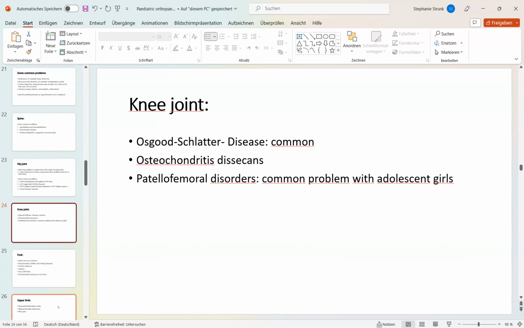So on the knee joint, the common problem is Osgood-Schlatter disease. This is an inflammation of the apophysis at the insertion of the patellar tendon, most likely due to overuse in football players. It's pretty common. Treatment is just rest, which kids don't want to accept. Then there's osteochondritis dissecans of the knee joint, not rare, and very, very common are patellofemoral disorders. This is especially common with adolescent girls.